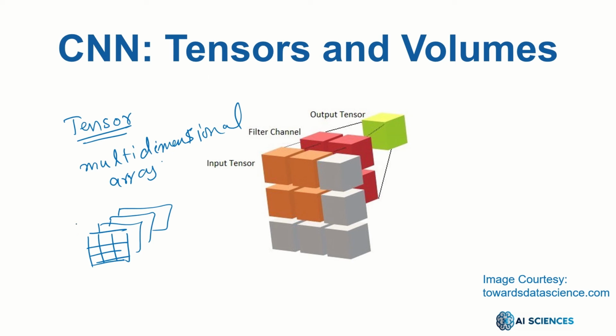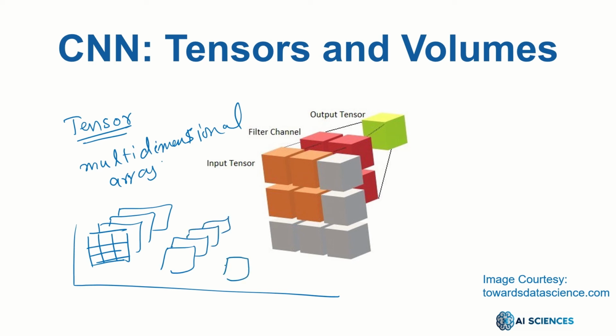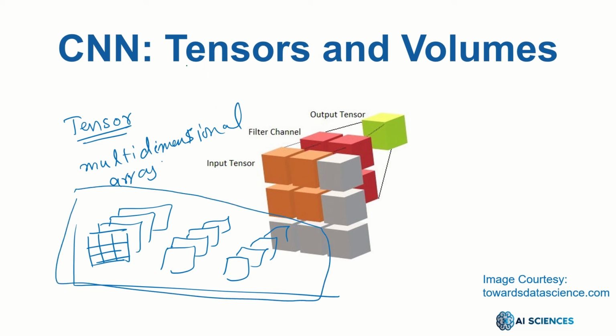If you have an array of these kind of structures, so array of this, that is called a 4D tensor or 4D array. And if you have an array of these kind of structures, that's a 5D tensor and so on. So tensor is a fancy name for a multidimensional array.